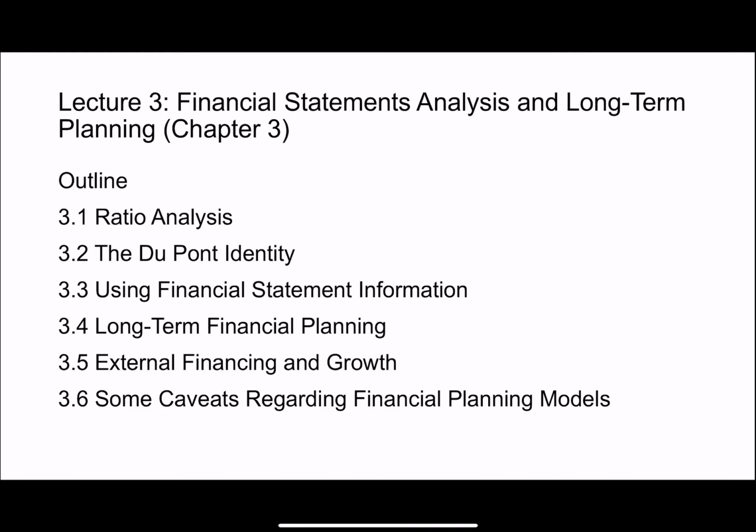Hello everybody, today we start our lecture 3, which corresponds to chapter 3 from your textbook. The topic is financial statement analysis and long-term planning.